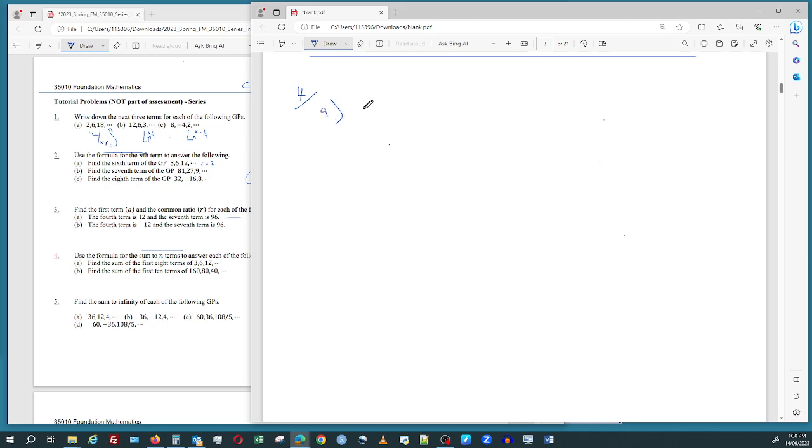Okay, so for part 4A, we've got 3, 6, 12, and so we need some information because the sum equation is Sn, a finite sum, first term, 1 minus r to the power n over 1 minus r, and that'll give us our terms. So we're looking for 8 terms, the sum of 8 terms. And the first one is 3, and we don't know what r is yet, so we better work r out.